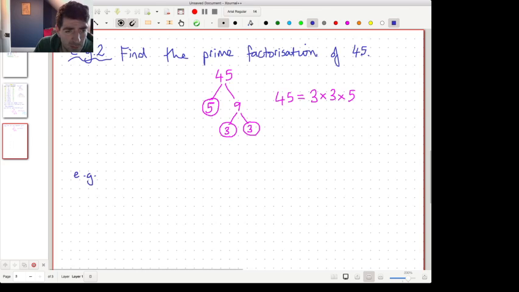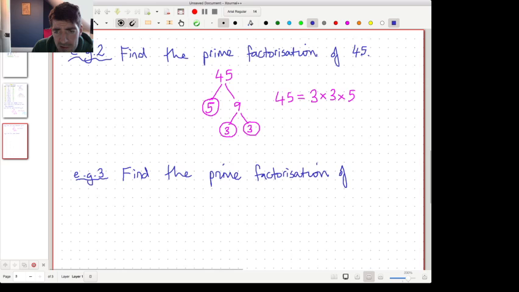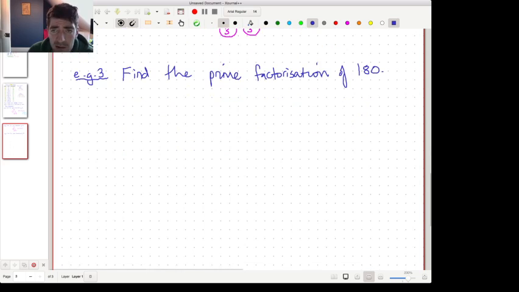So example number 3, find the prime factorisation of 180. So exactly the same method again. We're just going to gradually divide 180. So what could we do? Well, it's even, so you could divide it by 2, but you might also even spot that it ends in a 0. What does that mean if it ends in a 0? That it's divisible by 10. So we could write it as 10 times 18.